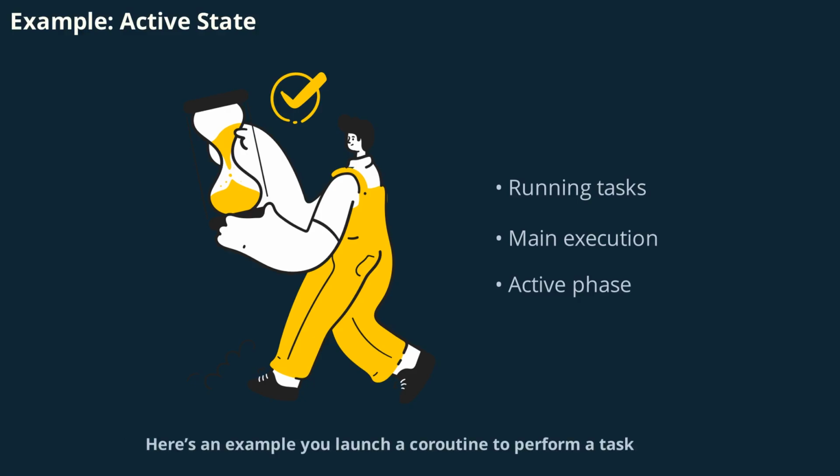Here's an example. You launch a coroutine to perform a task, such as fetching data or processing input. While the coroutine is running, it's considered active. This is the main phase where your asynchronous logic executes.